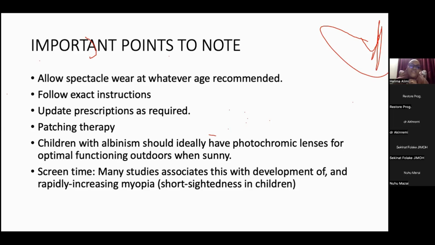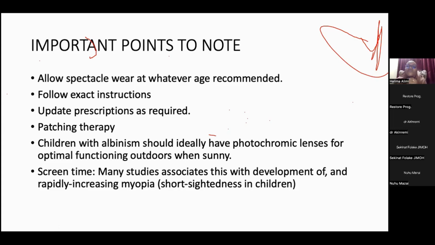Now, children with albinism should ideally have photochromic lenses, because part of the challenge of not having this melanin pigment is that they have glare, which means that they're very sensitive to light. And so under the sun, they have difficulty seeing when the lights are really bright. The photochromic lenses are ideal for children with albinism, because they will change by themselves. They will get dark when you're under the sun, and lighten up again, bleach out again, when it's not sunny.